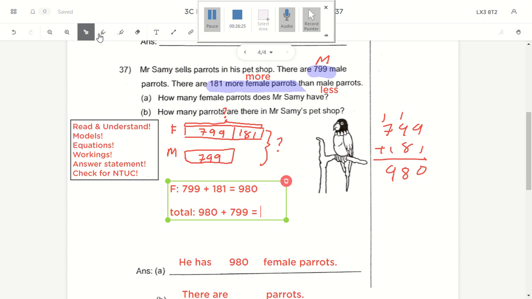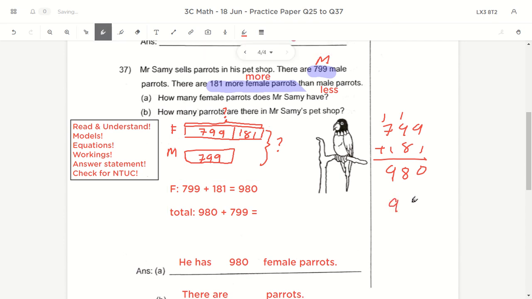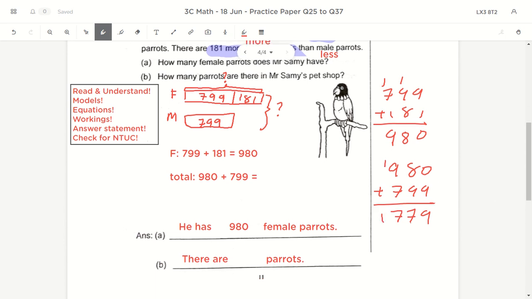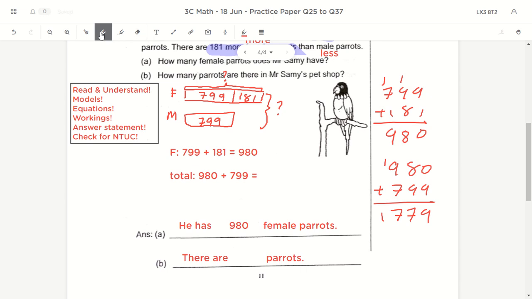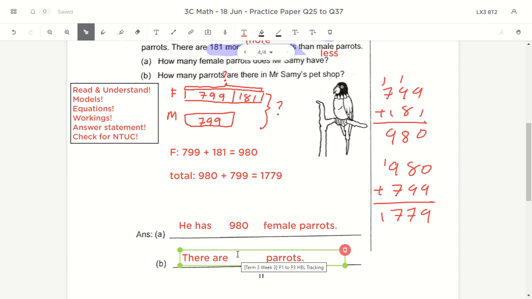Let's work it out. 980 plus 799: 0 plus 9 is 9, 9 and 8 give you 17, carry 1, 10. So the answer is 1,779. These first two word problems are much easier, so I'm sure you can do it, and I'm sure I'm probably within the time limit.